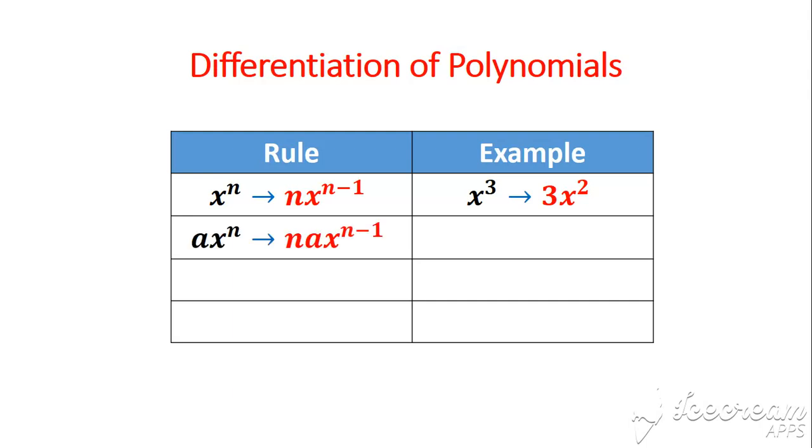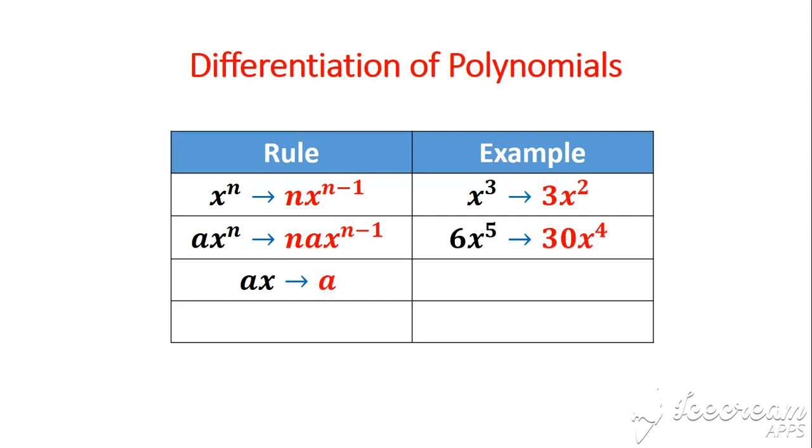If we have a number a out the front of our x to the power of n, this differentiates to n times a times x to the power of n minus 1. So the n comes out and times us by the a, and we still subtract 1 from the power. For example, 6x to the power of 5. The 5 comes out the front, times us by the 6 to get 30, and we still take away 1 to get a power of 4.